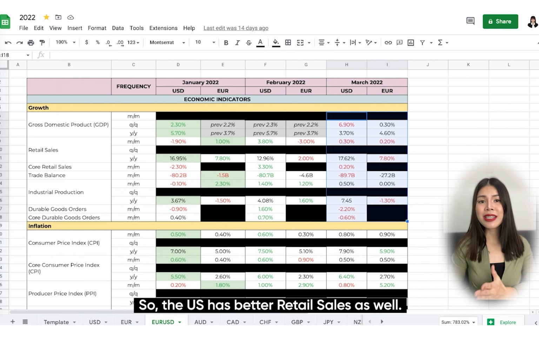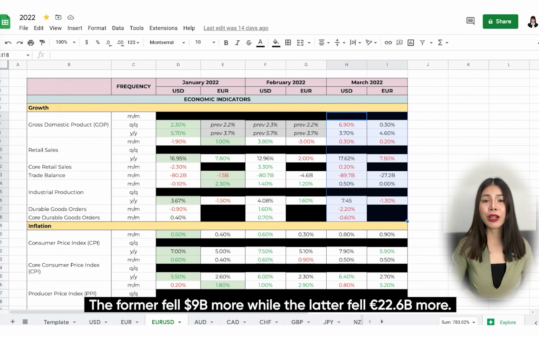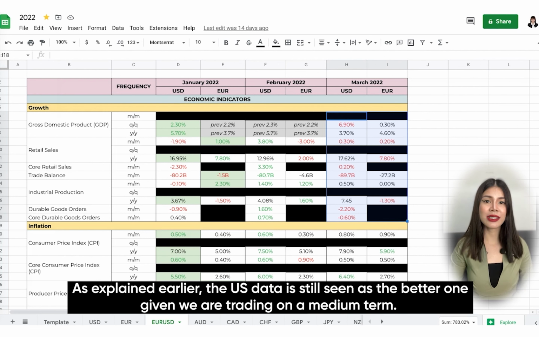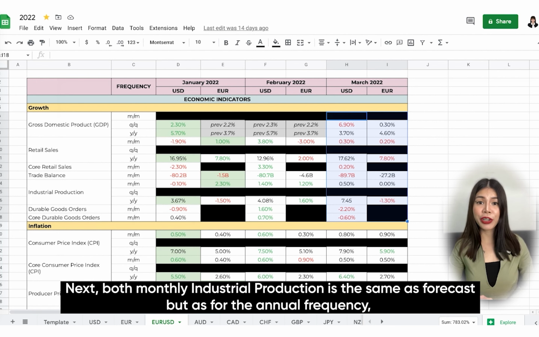So the US has a better retail sales as well. Both the US and the euro have seen their respective trade balances swimming further into negative territory. The former fell $9 billion more, while the latter fell 22.6 billion euros more. However, the US trade balance fell lower than the consensus. So as explained earlier, the US data is still seen as the better one given we're trading on a medium term. Next, both monthly industrial production is the same as forecast.